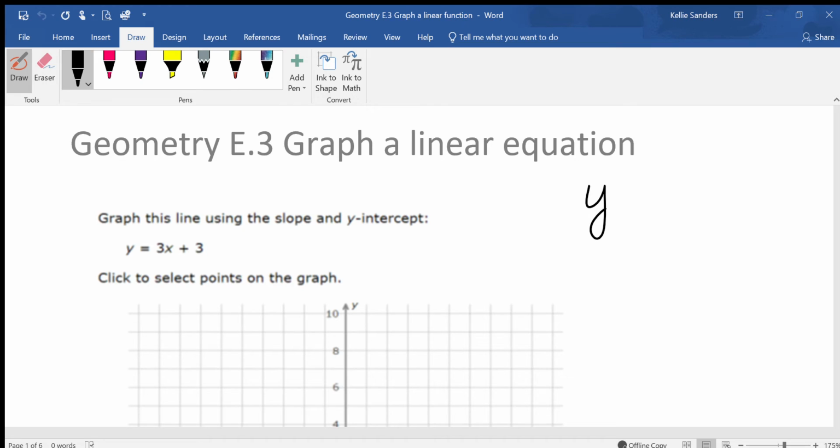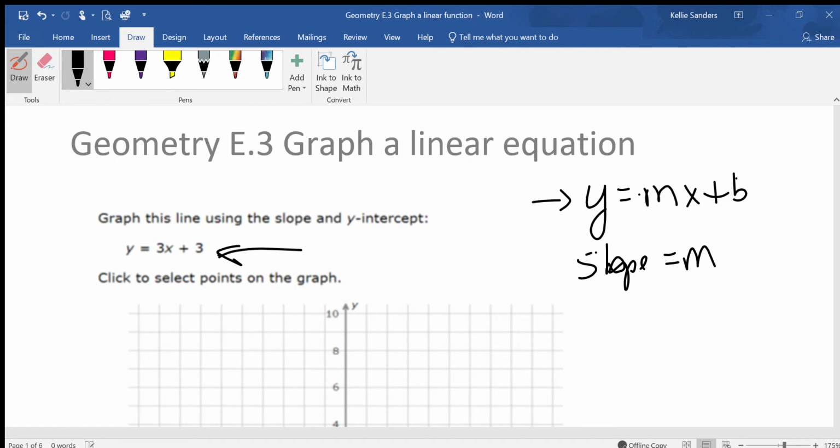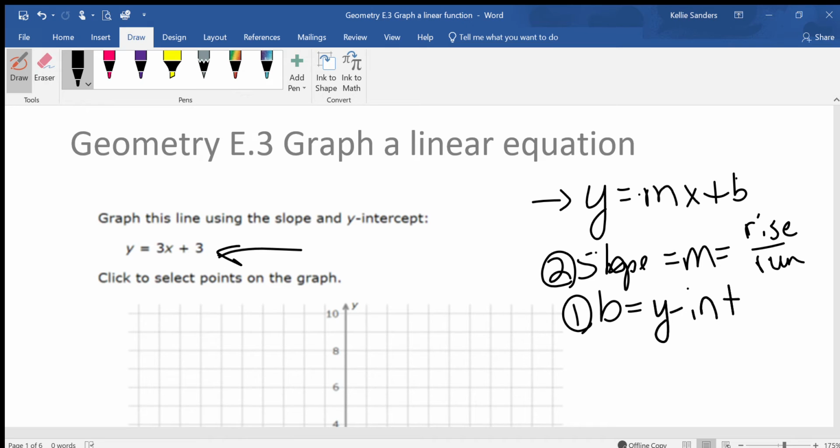Okay, to be able to graph a line, it must be in y equals mx plus b form. The y must be by itself. Is the y by itself right now? Yes, it is. Great. Whenever we're graphing, we need to find the slope, which is m, and b, which is the y-intercept, where it crosses the y-axis. Once you know the b and the m, you can graph really, really quickly. You're going to graph the b first, and then you're going to do the slope. Remember, slope is rise over run.